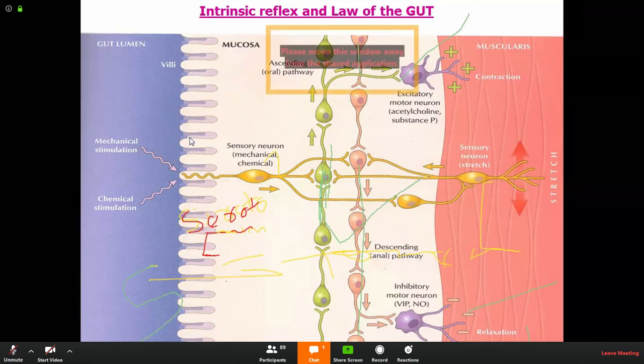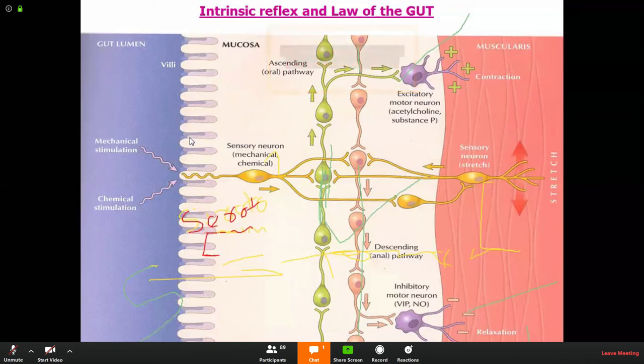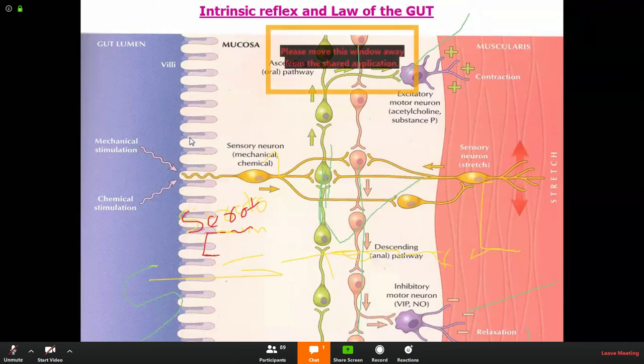Contraction behind the bolus is produced by retrograde neurons that secrete acetylcholine and substance P. Relaxation in the forward direction is produced by anterograde neurons that secrete vasoactive intestinal polypeptide and nitric oxide.